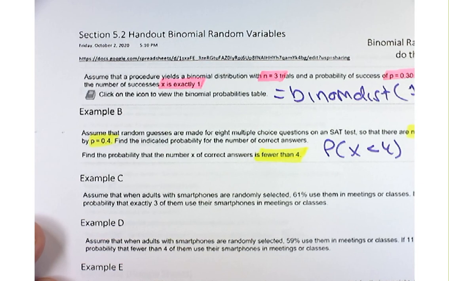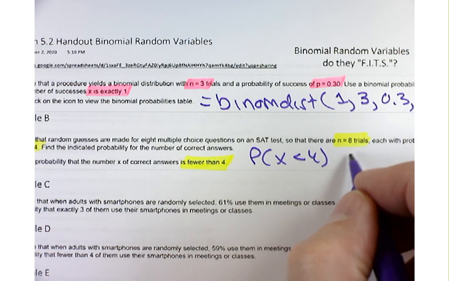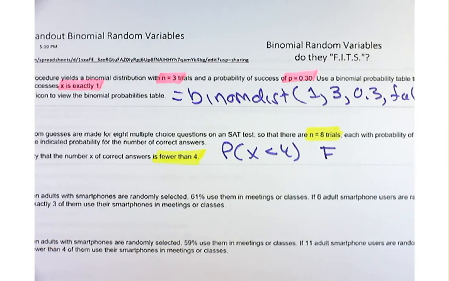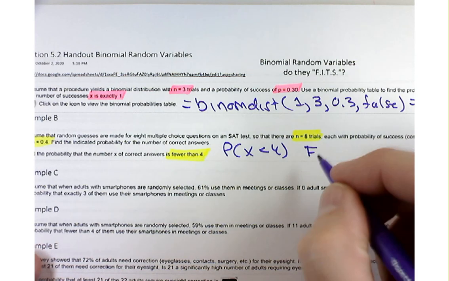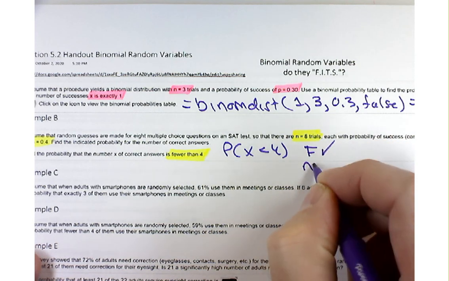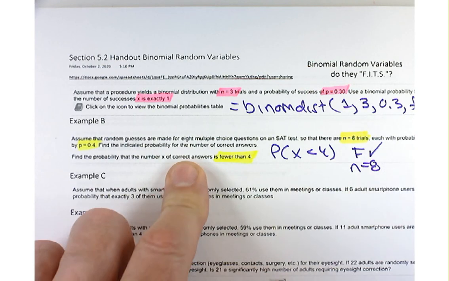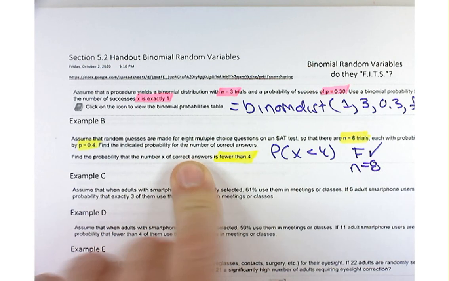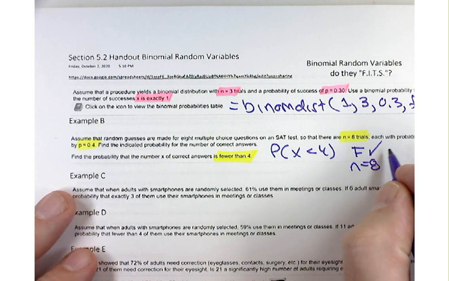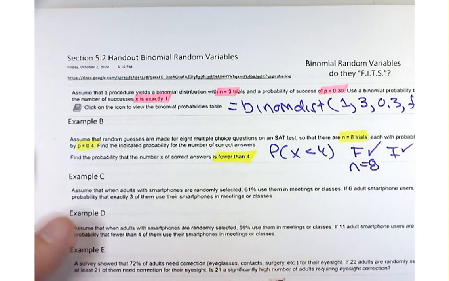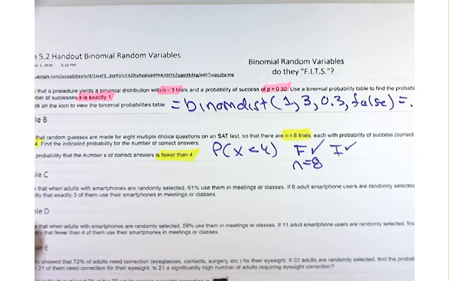Okay. Let's check first of all to see if this actually fits. Are there a fixed number of trials? Yes, there's n equals 8. Are they independent? Well, we kind of went through that with our beginning example. What you guess on the first one doesn't necessarily give you a better chance of guessing correct on the next one, so they're independent.